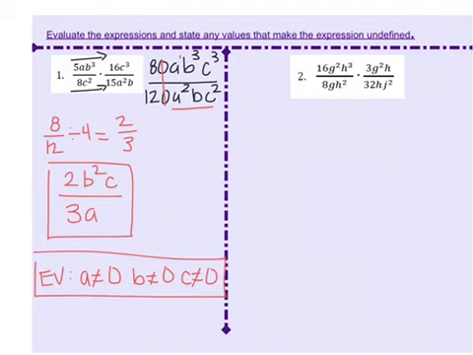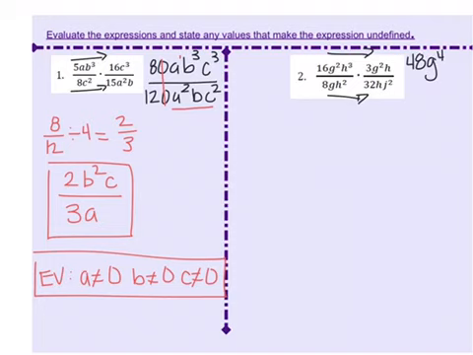So let's look at example number 2 now. We're going to do the same thing. We're going to multiply straight across, multiply straight across. So when I do that, I do 16 times 3, which is going to give me 48. Now I have a g squared and a g squared. Remember, when you multiply, we add the powers, so I get g to the 4th.